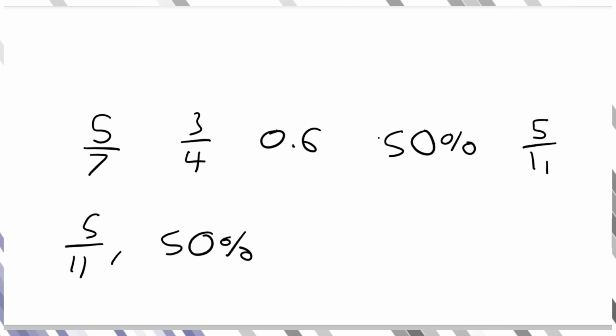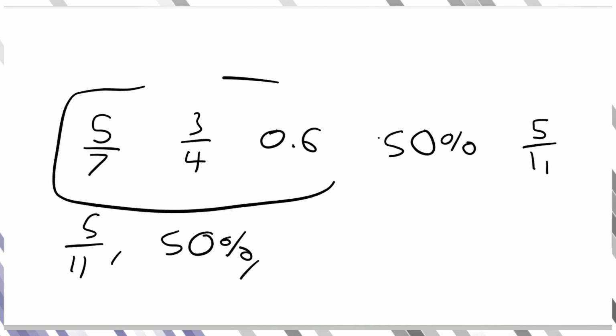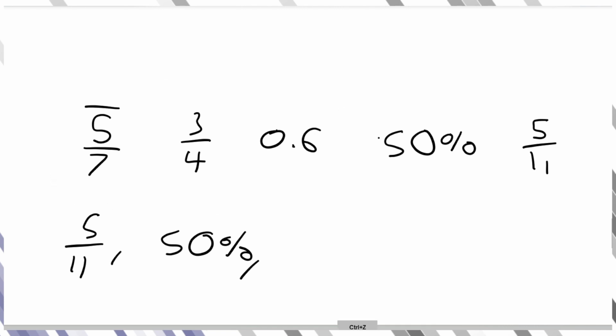And now we've only got 3 left to deal with, these 3. But that 5/7 looks a little bit intimidating. Alright, let's compare 5/7 to 3/4. So 5/7 is 2/7 away from 1 whole. 3/4 is 1/4 away from 1 whole.